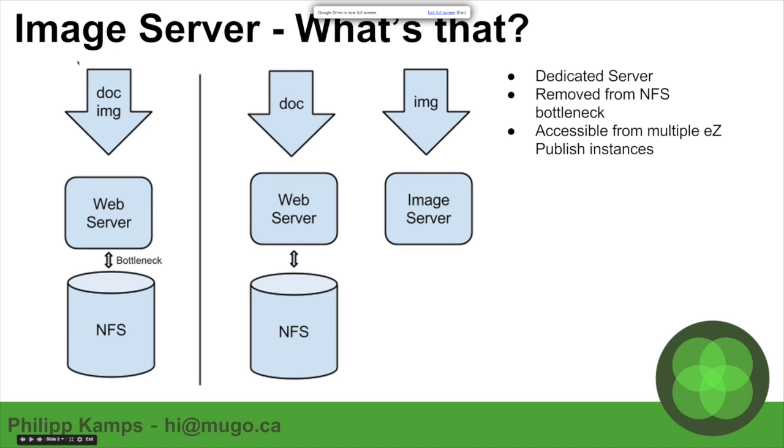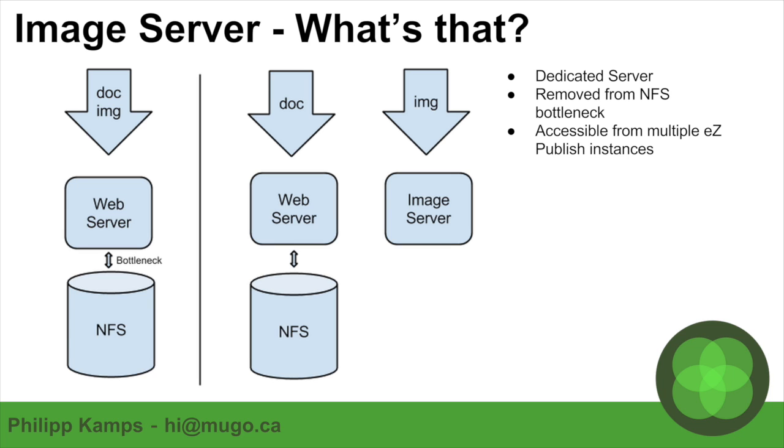Here's a diagram of the difference between a normal Easy Publish setup on the left side and a setup that you would have if you use the image server. So in the normal Easy Publish setup, you have the web servers, you have multiples if you're in a cluster environment, to serve the HTML document and all the images that you have linked in the image source tag. And all those images are served directly from the NFS, so it becomes a little bit of a bottleneck in a cluster setup. That's one reason why it's a good idea to use an image server.